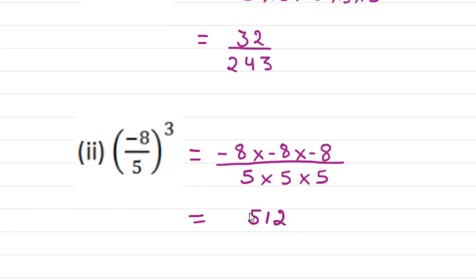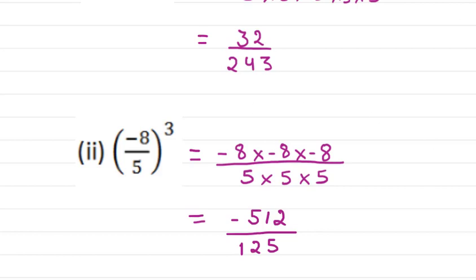But here the minus sign is coming 3 times, so your answer will also be minus. Now 5 into 5 is 25, 25 into 5 is 125. So this is your answer. This way you have to write these expressions in rational form.